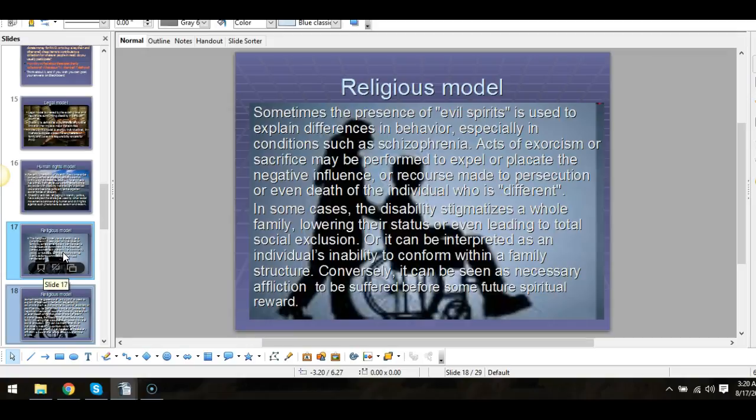In some cases, the disability stigmatizes a whole family, lowering their status or even leading to total social exclusion. Or it can be interpreted as an individual's inability to conform within a family structure. Conversely, it can be seen as a necessary affliction to be suffered before some future spiritual reward.